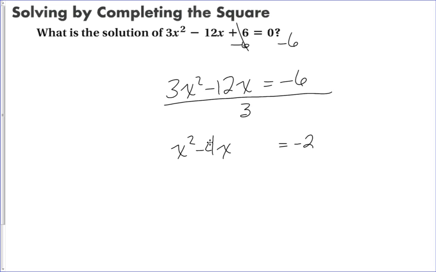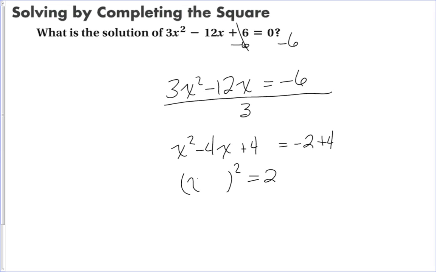Now we do the same thing. Take your b term, half it. Half of negative 4 is negative 2. And then you square that. So negative 2 squared is positive 4. Now, since we have an equation, we have to do to one side what we do to the other. So since we added 4 here, we have to add the 4 here as well, or we change the value of the entire equation. Now we're able to factor this down, right? And then this here's 2.